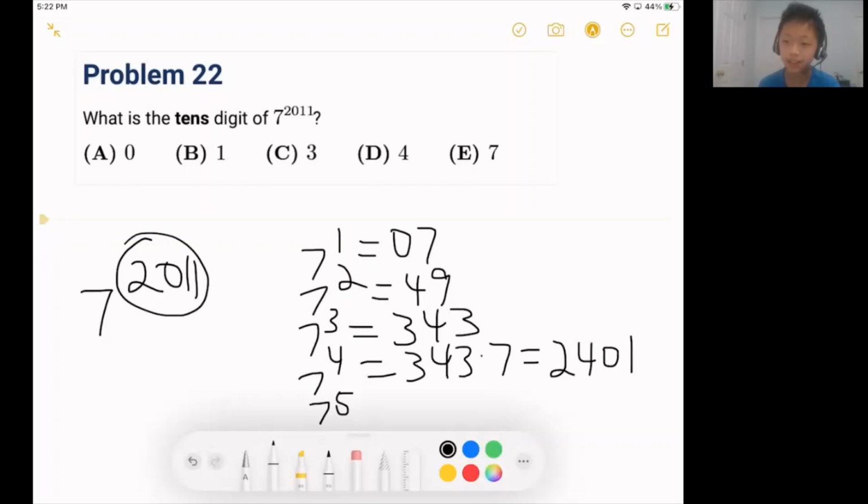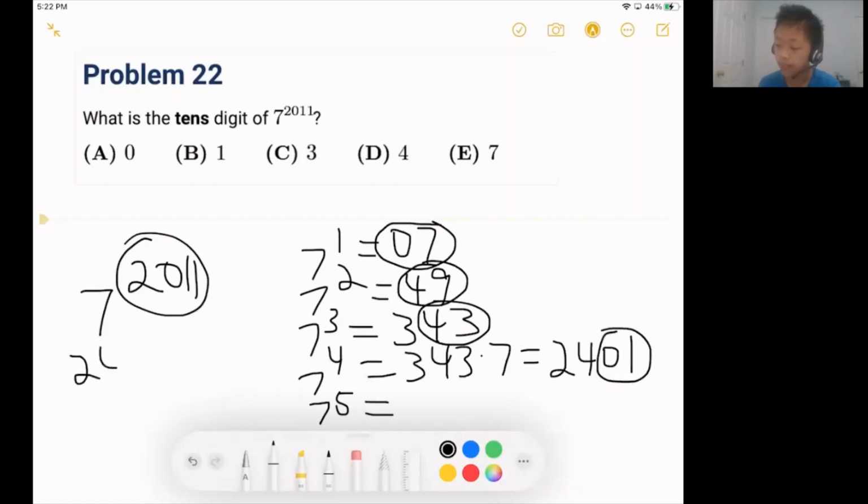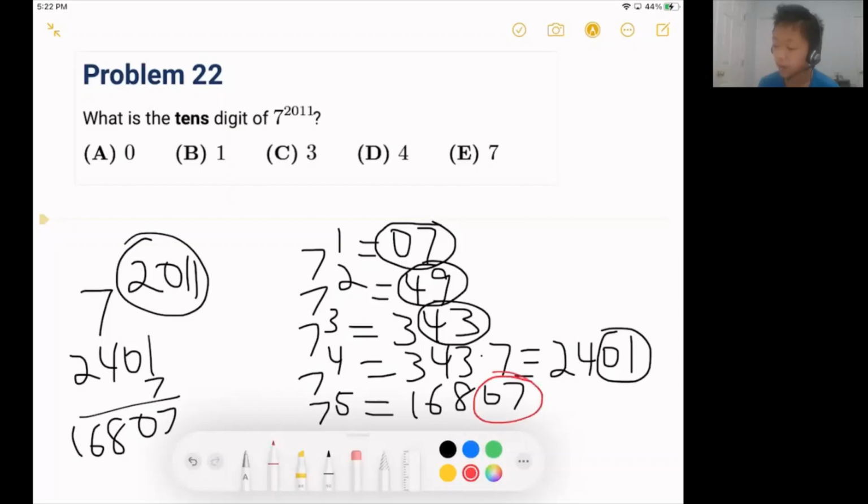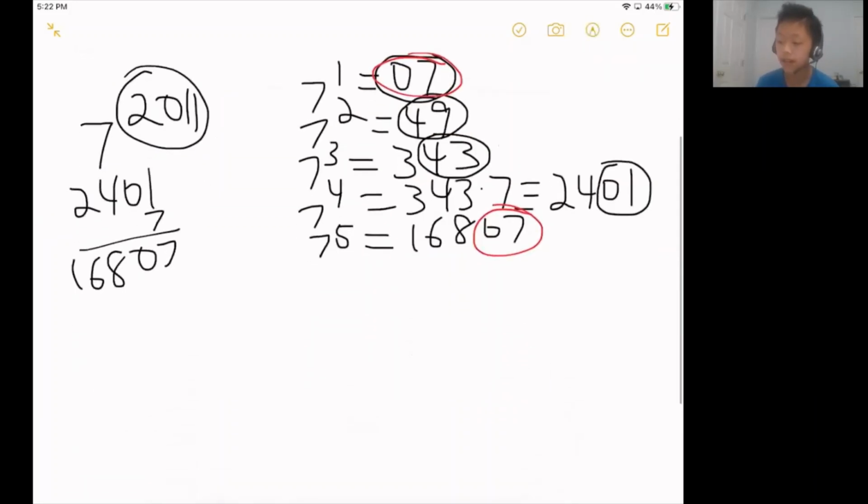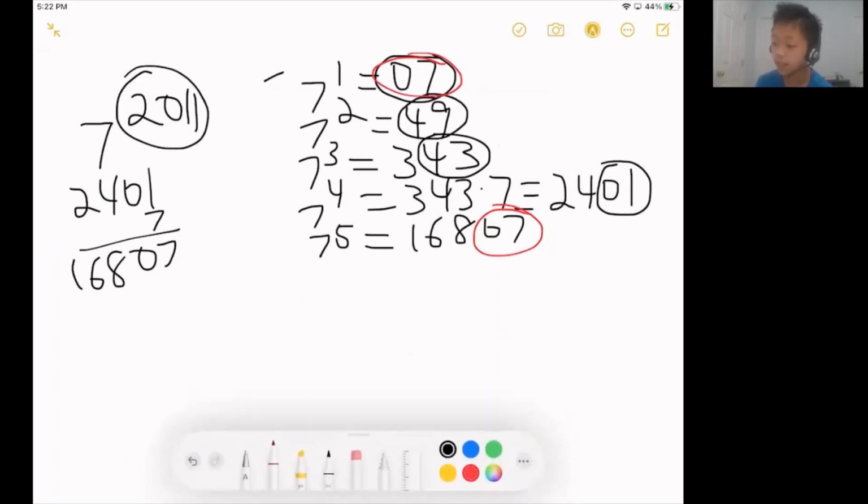And the reason this is interesting is because the last two digits here are 07, 49, 43, 01. Now, if we were to multiply 2401 by 7 to get 7 to the 5, we would get 16807. The reason this is cool is because notice that this 07, we already saw it before. So that tells us that this pattern is going to repeat in cycles of 4. The next one is going to have last two digits of 49. The next one is going to have last two digits of 43, and so on. So we see that this repeats in a cycle of 4.